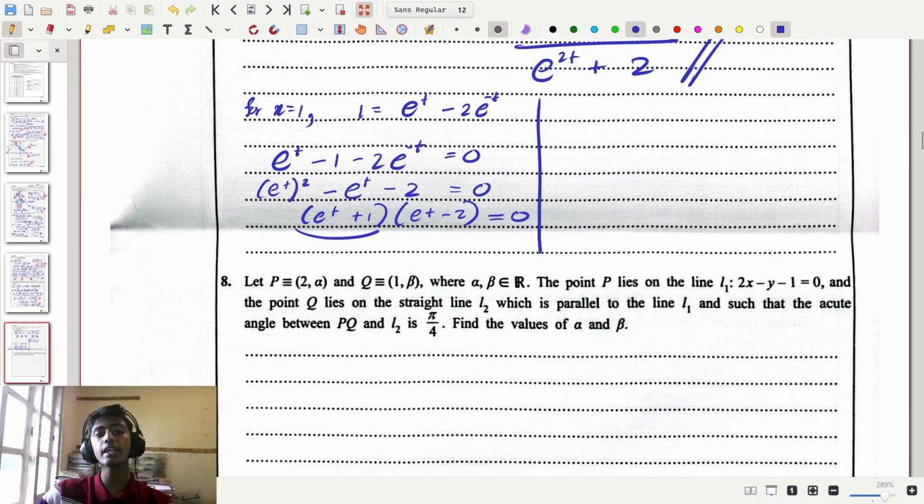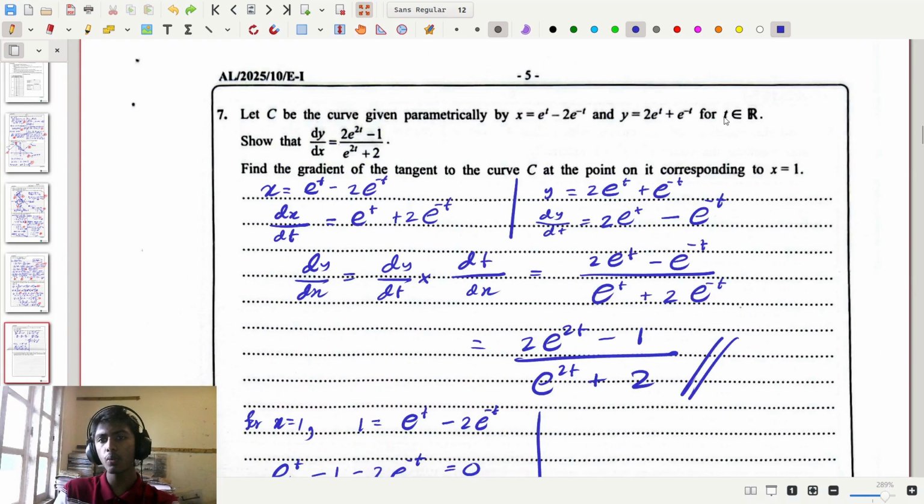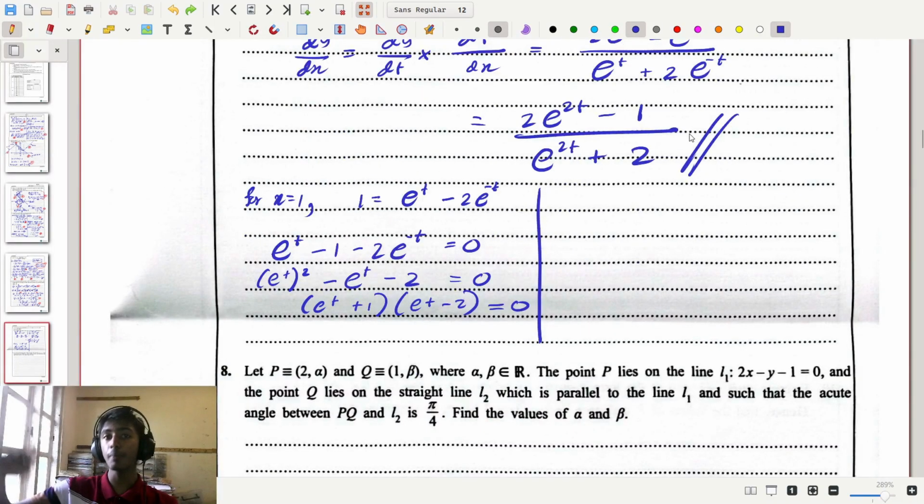Either we could have that e to the power of t plus 1 is equal to 0, or e to the power of t minus 2 is equal to 0. So which of these is correct? If we go up here, we'll realize that t is an element of the real numbers, and due to that, e to the power of t can only be a positive number. Now this solution here, e to the power of t plus 1 equals 0, can only occur if e to the power of t is equal to minus 1.